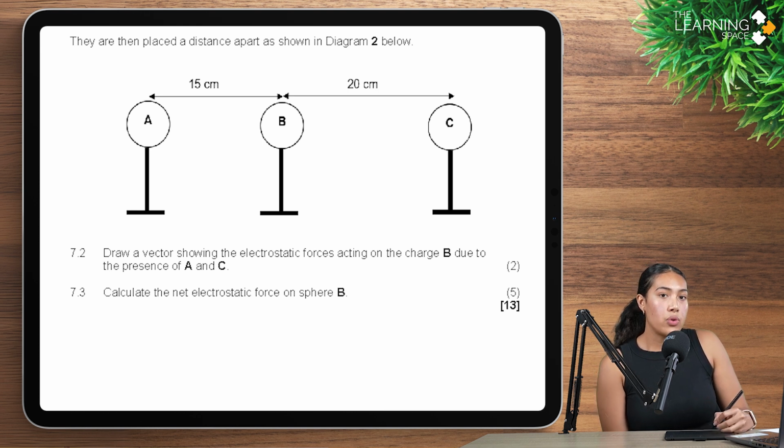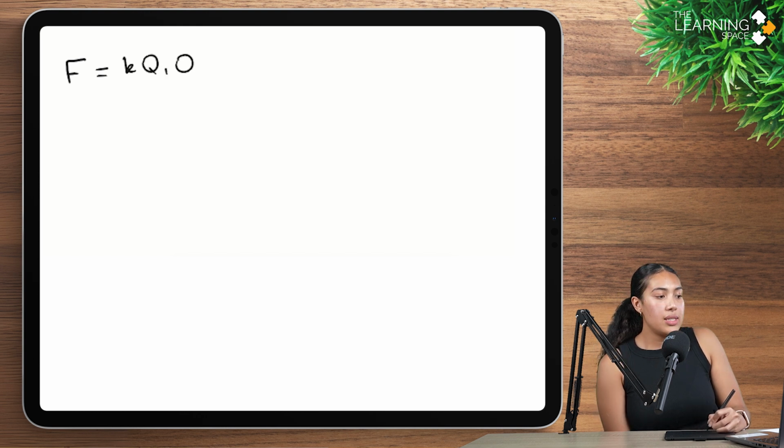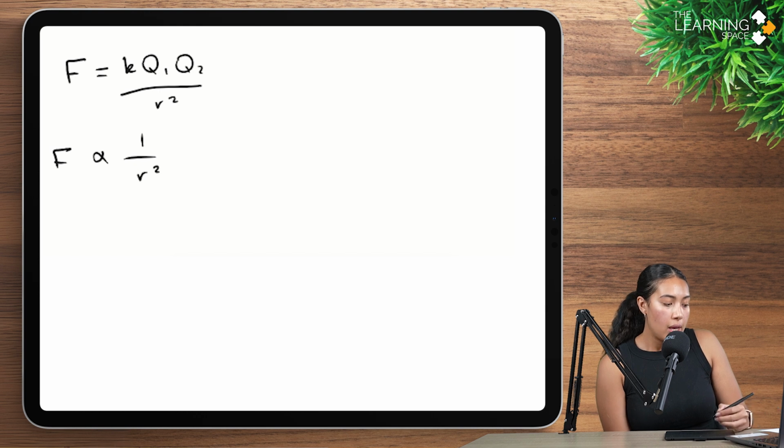And the force exerted by sphere C on sphere B would be to the left, because again, it's pushing it away because of that force of repulsion, right? But now for this question, you have to account for the distances. If you think about the formula, F is equal to K times Q1 and Q2 over R squared, this is telling us that force and distance are inversely proportional, right? So the greater the distance, the smaller the force.